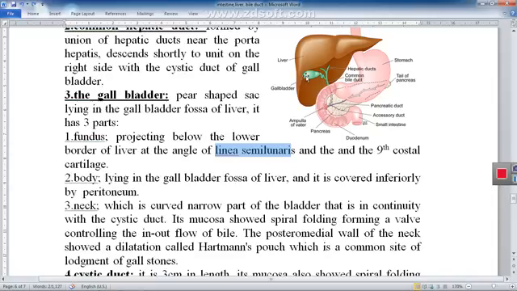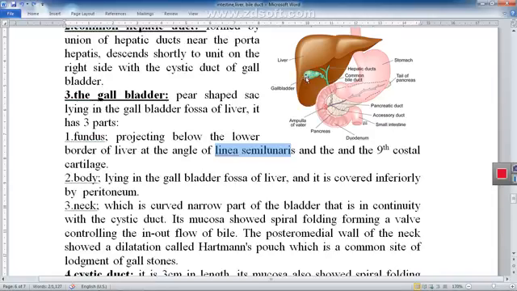Because if the gallbladder is inflamed, as in acute cholecystitis, you may put your finger below the 9th costal cartilage at the linea semilunaris and ask the patient to take a deep inspiration. When the patient inspires, the diaphragm descends, pushing the liver downward, so the fundus will touch your finger and the patient will feel very severe pain and stop the inspiration because of that. That is called Murphy's sign. A positive Murphy's sign indicates inflammation of the gallbladder.